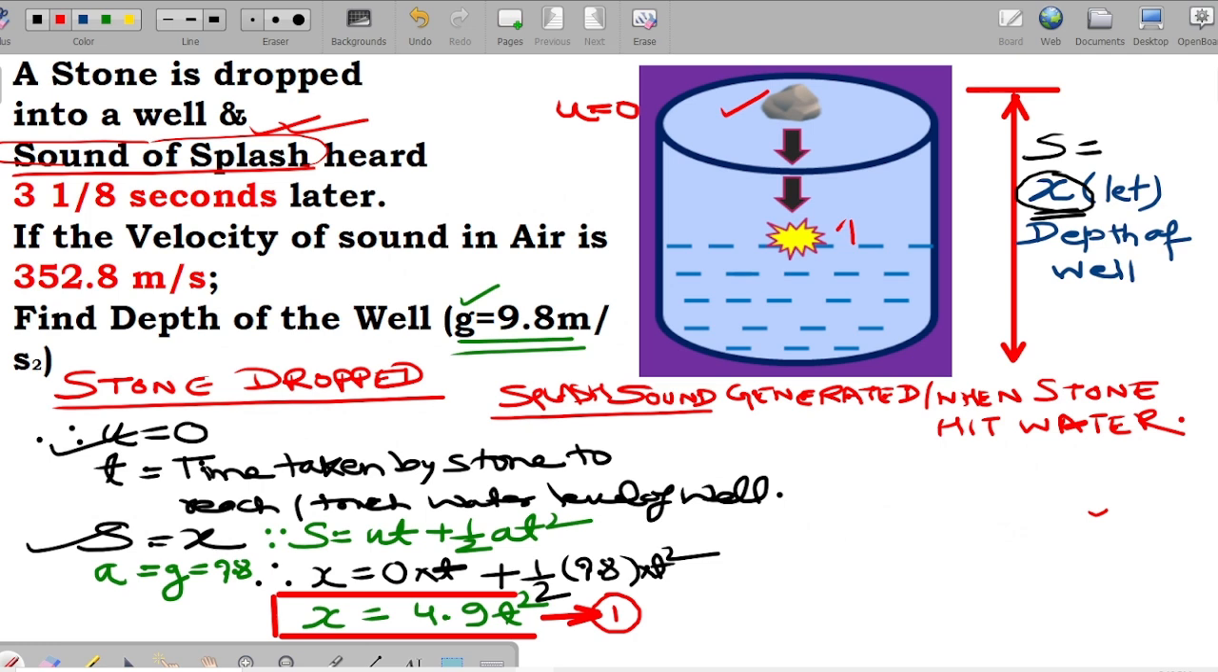And the sound will travel like this. When the stone hits the water level, the splash sound will travel like this and reach us. This is the sound path, and here we are hearing it on the top. So I am mentioning over here, HEAR, here. So here we are hearing the sound on the top.